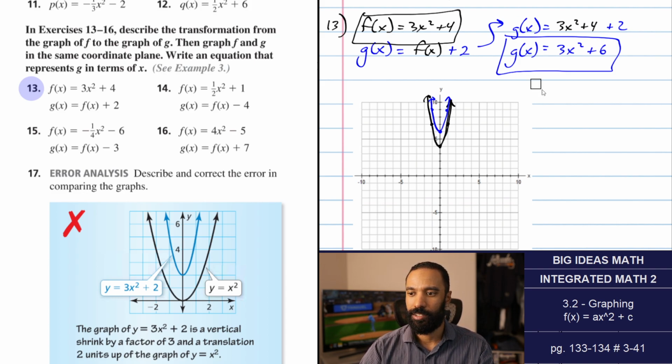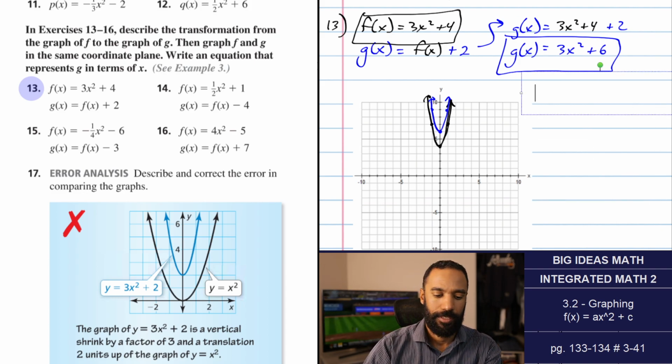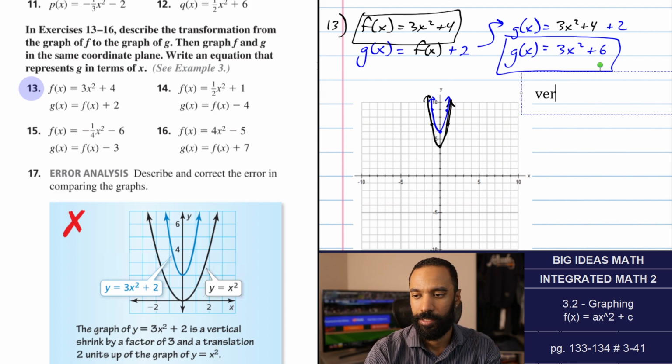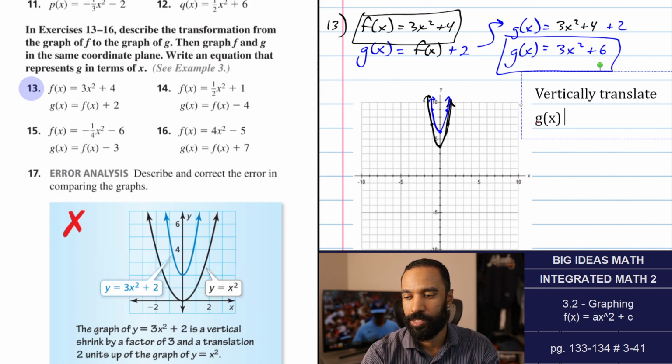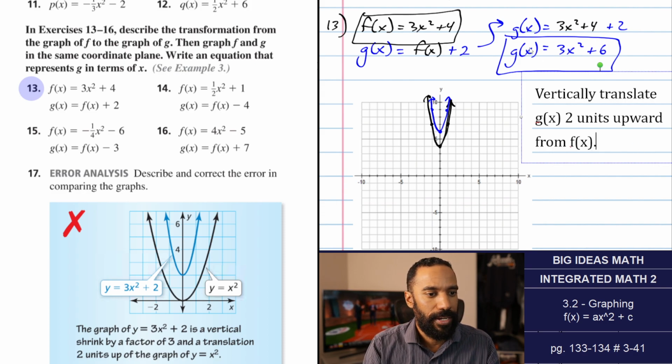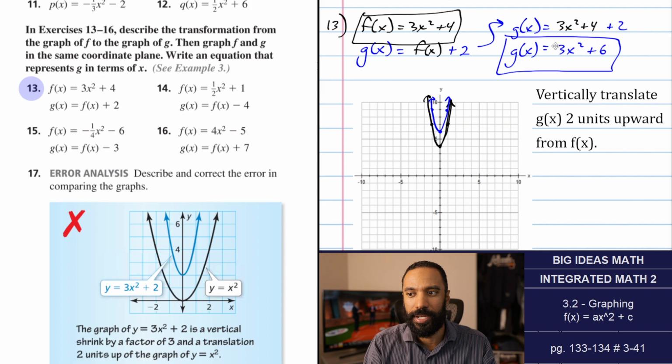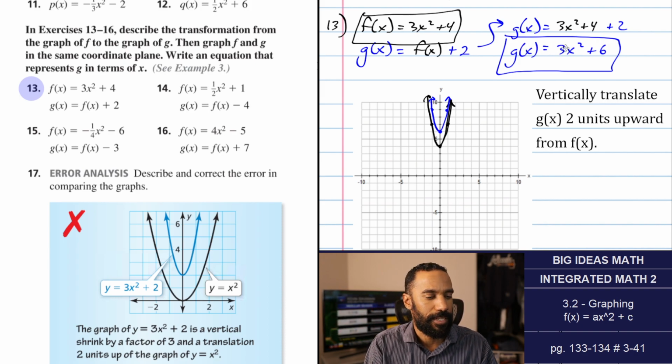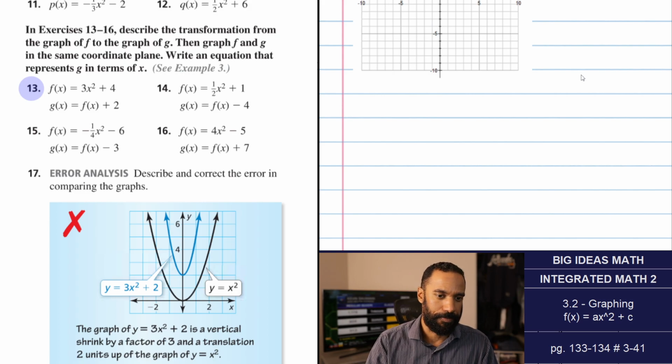So translate g of x vertically 2 units up from f of x. Write an equation that represents g in terms of x. So that's what I did here. That was the thing I did. Okay, that's number 13. Number 14.